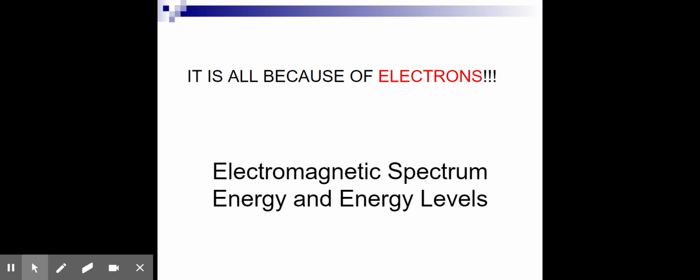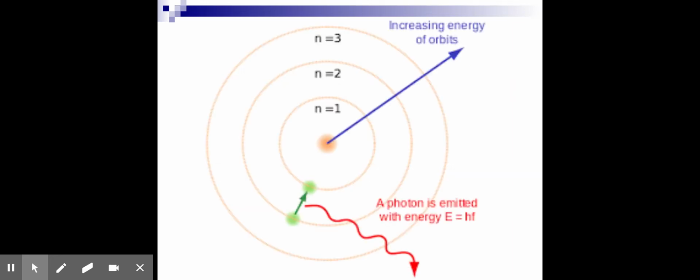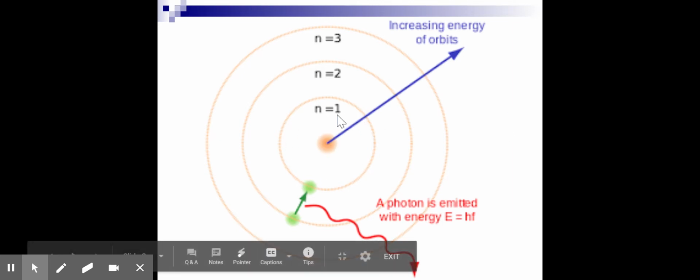Today we're going to go through the electromagnetic spectrum and the energy levels. I'm going to talk about the detail. So Niels Bohr proposed this planetary model. He was saying that the electrons are orbiting in fixed orbitals around the nucleus, and they have different energy levels. And people eventually figured out electrons can move between different energy levels. They can jump to a higher energy level, or come back to a lower energy level.